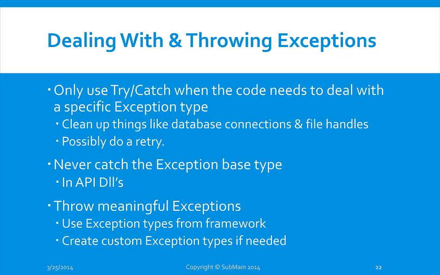And when you're trying to find the problems in your application, well, in your DLLs, this will really help if you don't do that. And also throw meaningful exceptions back up to the caller of your code, not Exception. Use either a type from the .NET Framework or create your own type by inheriting Exception.